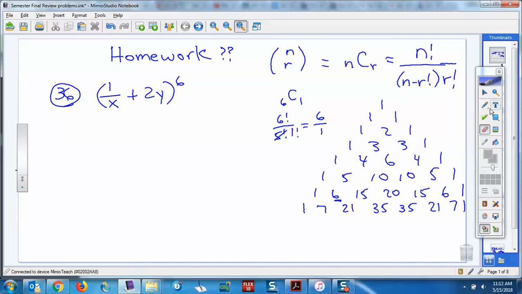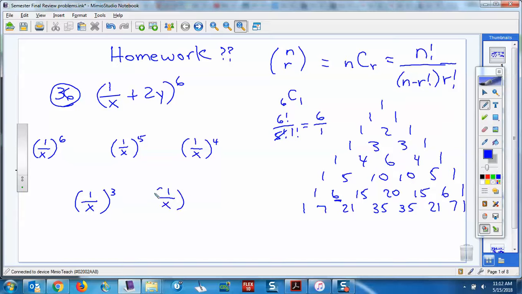So one way to start out by expanding this, if you want to, I don't know if this is easier or not, but you're going to have this. The very first one is going to be 1 over x to the 6th, and the next one's going to be 1 over x to the 5th, and the next one's going to be 1 over x to the 4th, and the next one's going to be 1 over x, I'm just leaving myself room, to the 3rd, and the next one's going to be 1 over x to the 2nd, and the next one's going to be 1 over x to the 1st, and then the last term's not going to have any 1 over x on it.